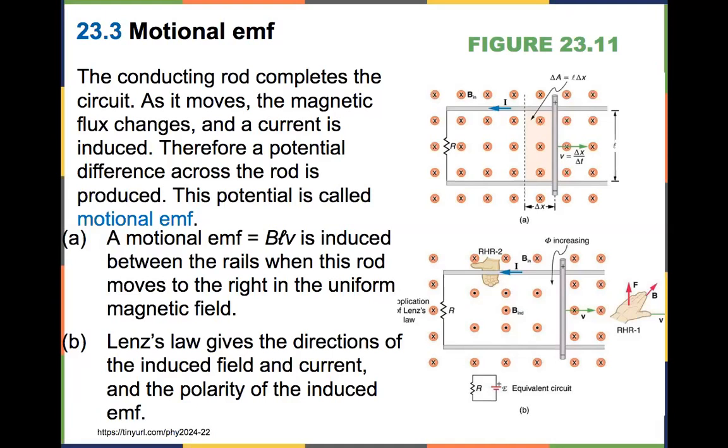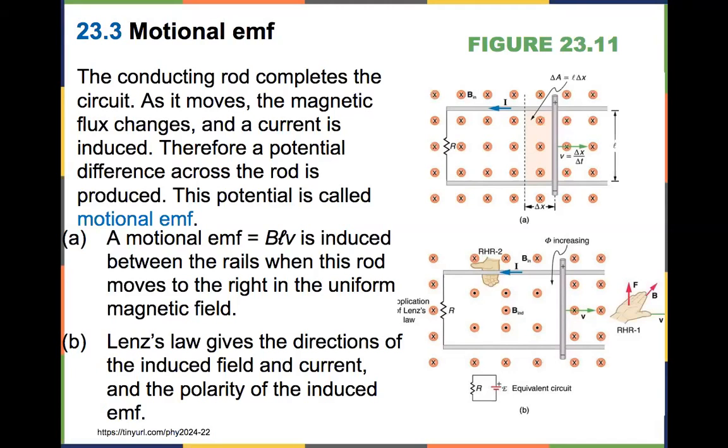Now, the overall effect of the induced current, in terms of force on the rod, is that the magnetic force on the rod should be opposed to that motion. So the motion is to the right, and the force should be to the left. The induced magnetic force should be to the left. So that's what we have here.